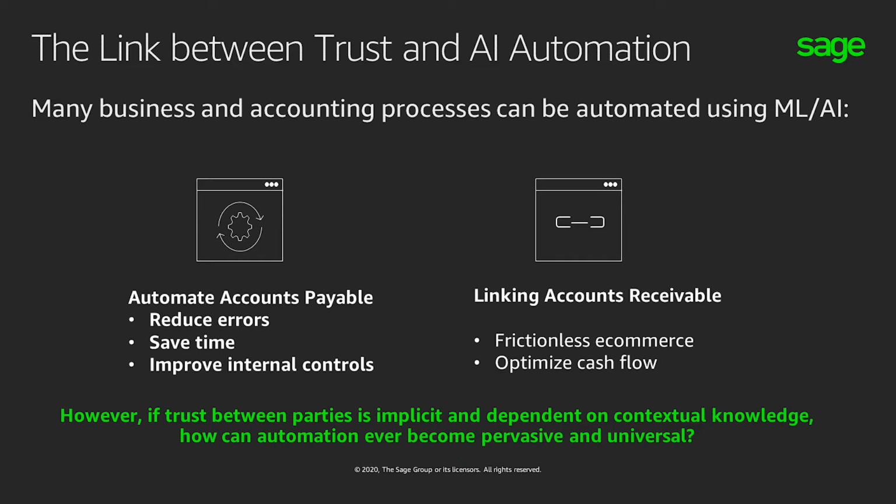There's good news on the productivity front in that many repetitive business processes can now be automated, assisted by machine learning technologies that can handle classification and data extraction. For instance, automating the accounts payable process we touched on before can significantly reduce errors, improve internal controls, and optimize cash flow. If supplier and customer agree to link their accounts, this can be done completely frictionless and in near real time. But here's the bad news. If a system cannot trust the data inputs because trust between parties is implicit and dependent on contextual knowledge, automation, no matter how sophisticated, is going to hit the ceiling.